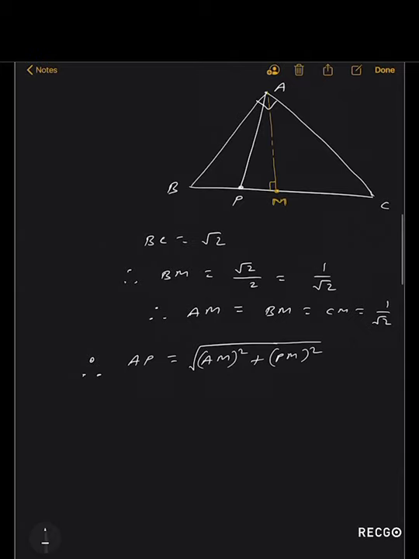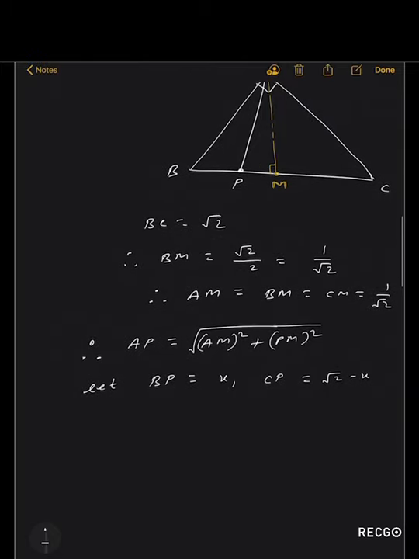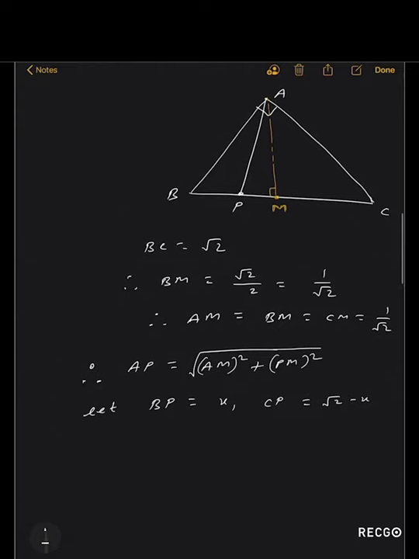And therefore, as you can see here, if I apply Pythagoras in triangle APM, we are getting AP is equal to under root AM square plus PM square. Now let us suppose that BP is equal to x. We can refer to the diagram. Let's say this BP is equal to x, right? Therefore CP must be equal to root 2 minus x, because the entire BC is root 2. And therefore we are getting this PM.